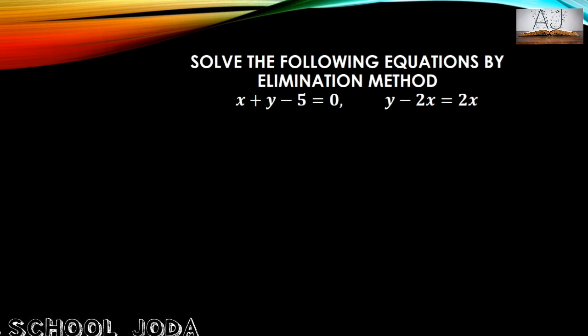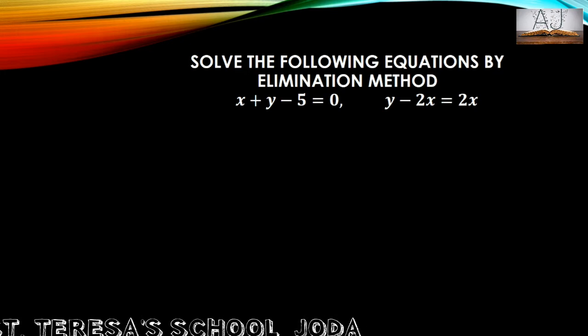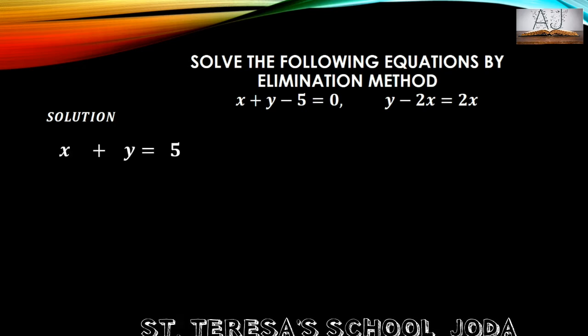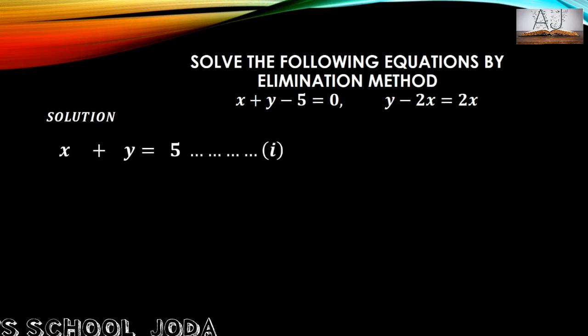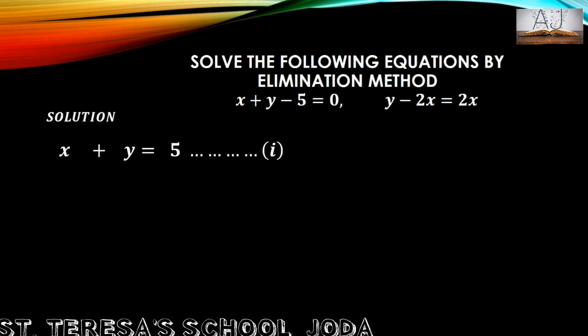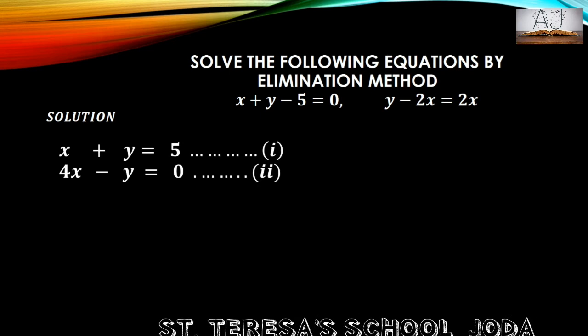Okay, hope you have done. Now let's see the solution of this. Same way, we have to make any one of the variables the subject. I'm taking the first equation, x plus y, you can take the second one also. I've taken the first equation, x plus y equal to, taking minus 5 to the other side, so x plus y equal to 5. And the second one also in the format, 4x minus y equal to 0.